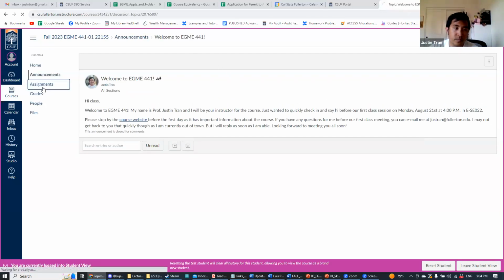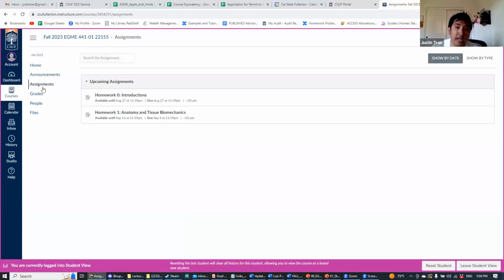The next tab here is the assignments. You can see all the assignments that there are here. In particular, you can see when the assignments are due.